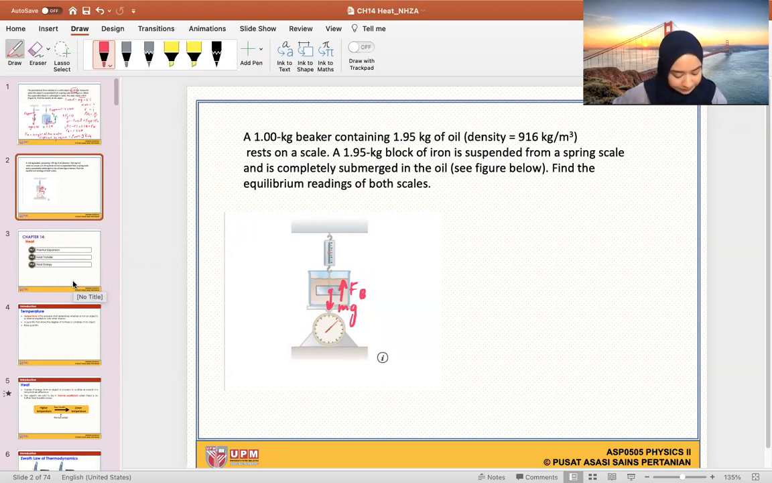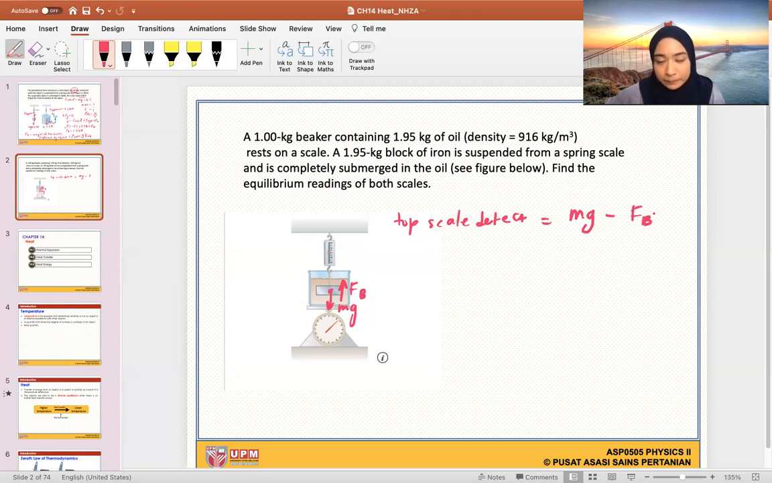So here, the top scale detects F net that is going down. So that is equal to, what is it? Actually, I have not calculated it yet. So mg minus FB. So that is what it is detecting.